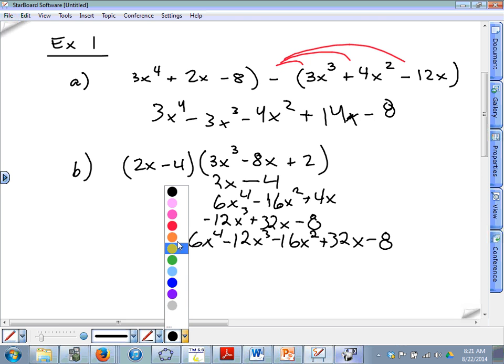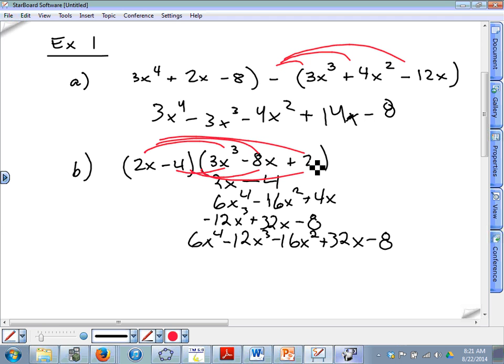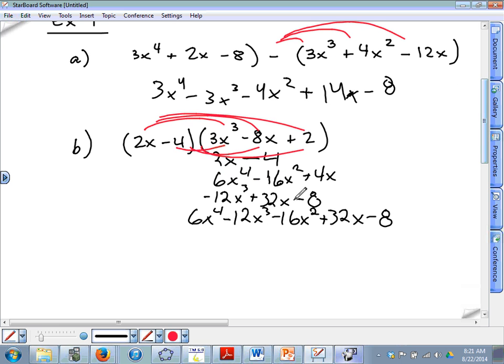Here's an alternate way of thinking about it. This way is great, but if you wanted, who is familiar with the FOIL method, as some teachers call it? You can use an extension of the FOIL method here. If you just go multiply here, then multiply here like that, and just making sure that you do all of the multiplication. It's just a different way. It's not a better way. It's not the right way. It's just a different way.